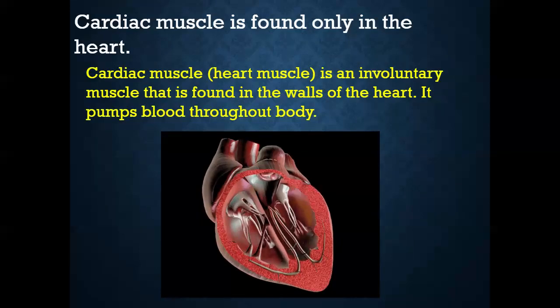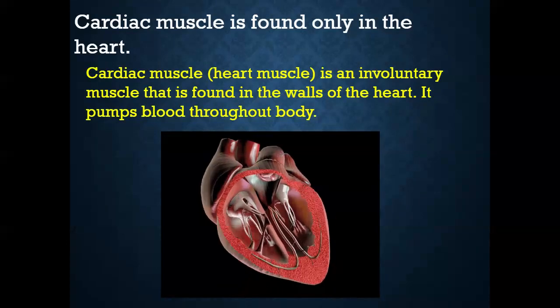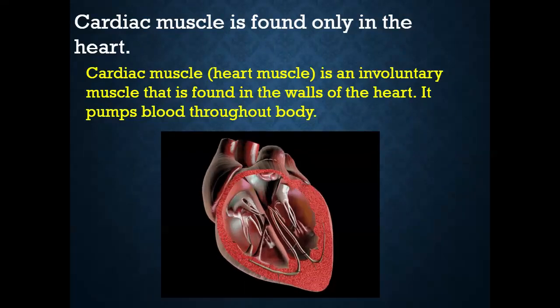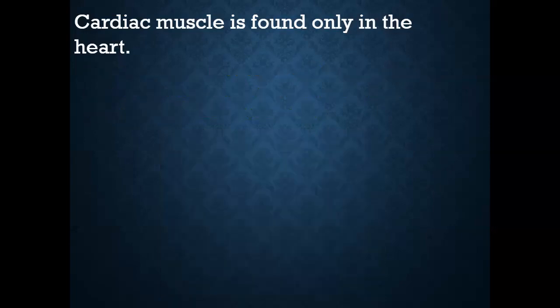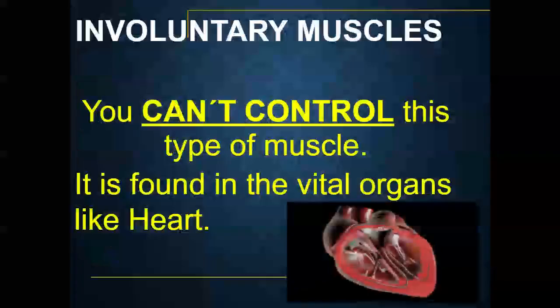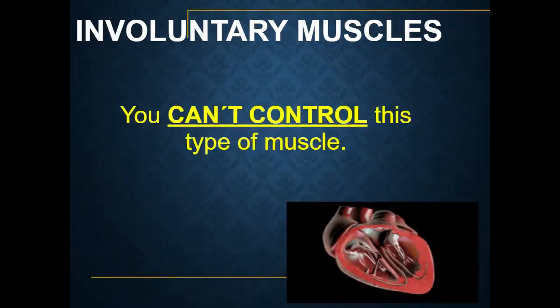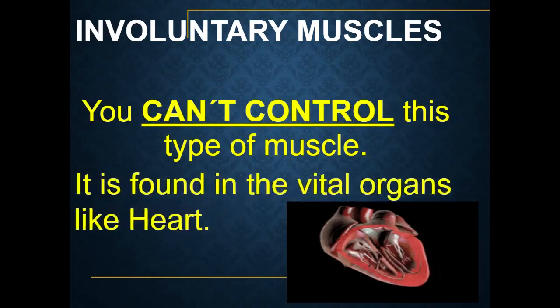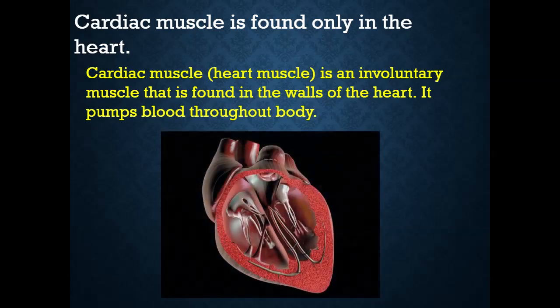So, children, I hope now it is clear to you all that there are three types of muscles: voluntary, involuntary, and cardiac. Voluntary muscles are under our control. Involuntary muscles are not in our control, and cardiac muscles are the muscles which are found only in the heart.